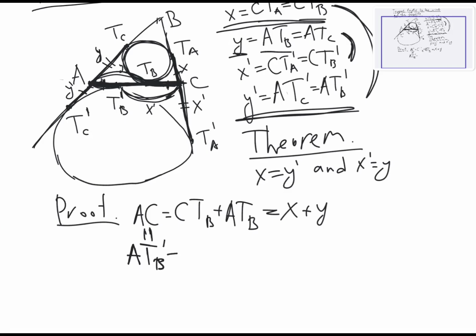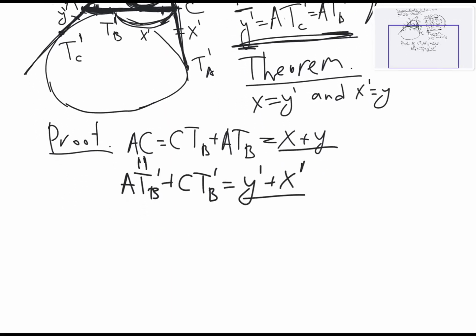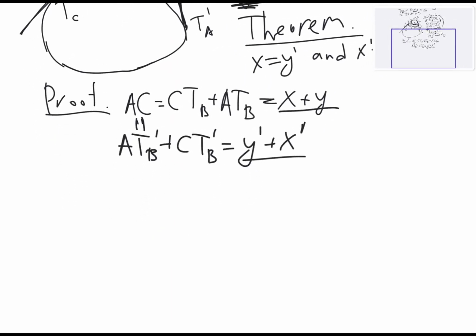ATB prime plus C TB prime, which is... so ATB prime is Y prime plus CTB prime. This is X prime. Right? So these two are equal to each other. So we write it separately: X plus Y is equal to Y prime plus X prime.